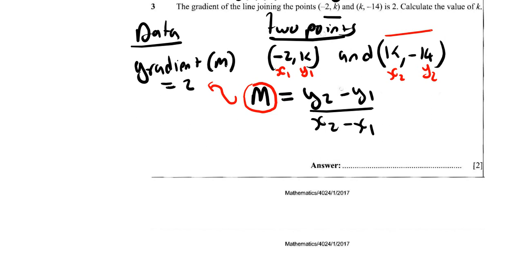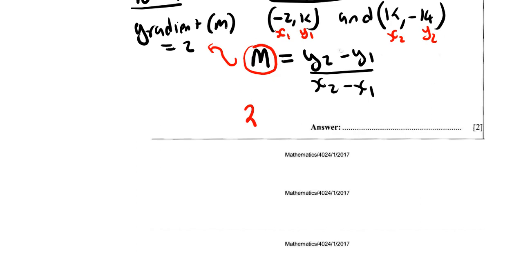Interesting. So now let's start replacing. What is m? M is basically 2, is equal to, what is your y2? My y2 is basically negative 14. Then there is minus. Let me just use the exact color so that you know that the minus is the one that is on the formula. Then let's replace on y1. What is our y1? Y1 is basically k, over. They're asking us what is x2. X2 is basically k.